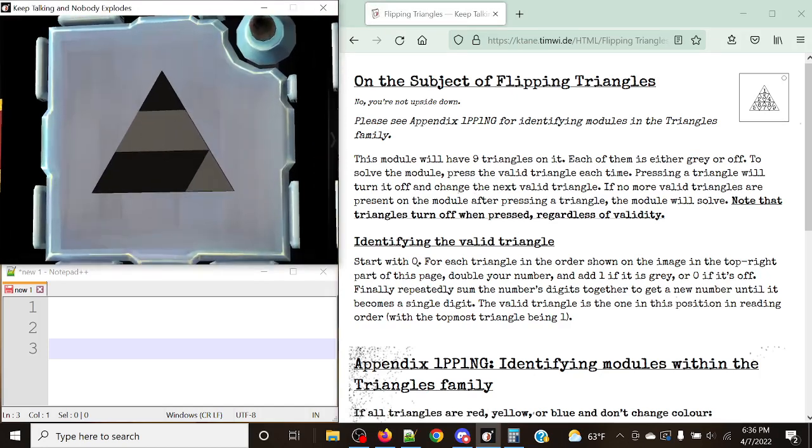And what we're going to do is go through each triangle in the image shown on the top right part of the page. We're going to double our number, and then add 1 if it's gray or 0 if it's off. Finally, we repeatedly sum the digits together to get a new number until it becomes a single digit. To sum up, after we're done going through all of these individual triangles, we're going to perform the digital root, and the valid triangle is the one in that position in reading order, with the topmost being 1. So let's go through this.